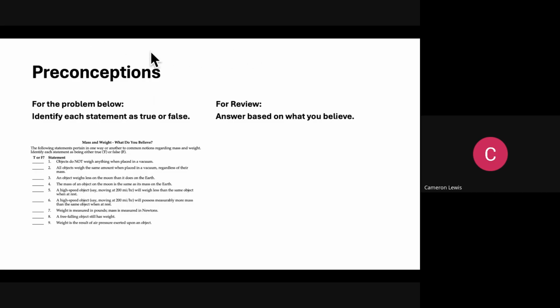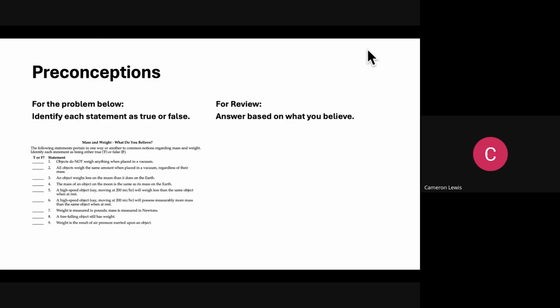Now, let's revisit this. I actually switched this because in your book or your work, this one is directly after the forces. But I did that because mass and weight is very confusing in this class. Mass and weight is very confusing. So let's go through this.